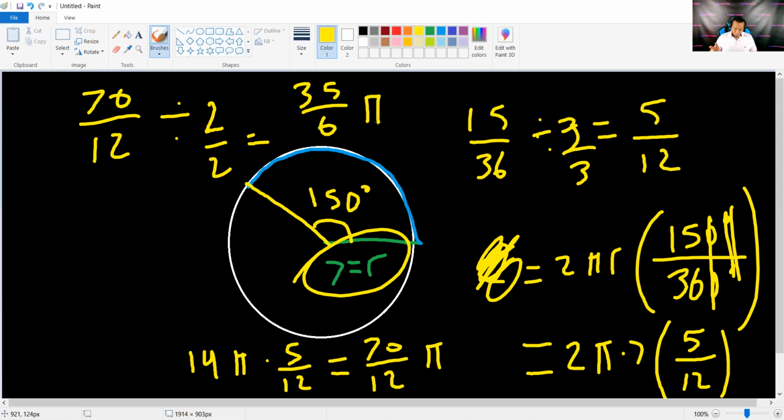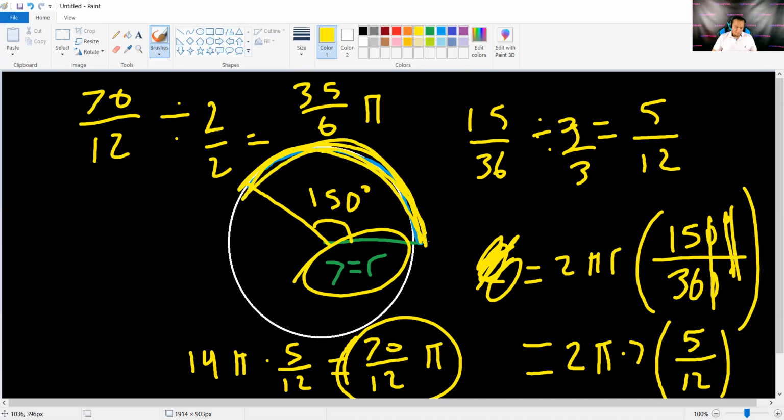Now, you could have put this in a calculator, 70 over 12 pi, and you get a decimal. And you're going to get something like around, I think it's going to be like 18 or 19, maybe a little more. So if the radius was 7 and you walk this length, you're going to walk 19. That makes sense.